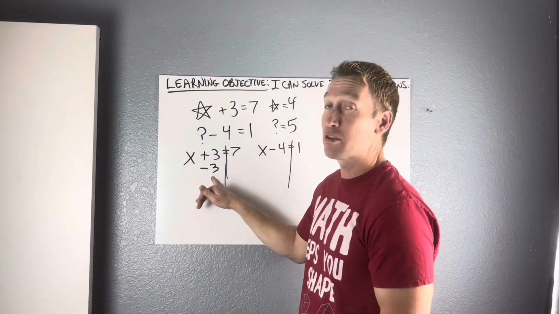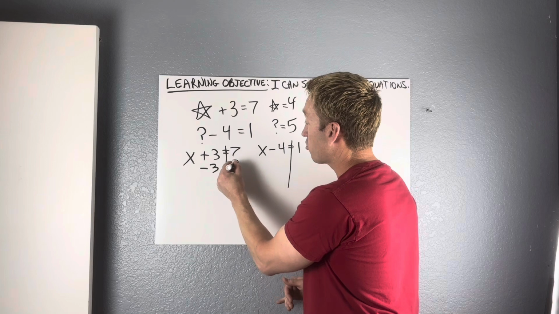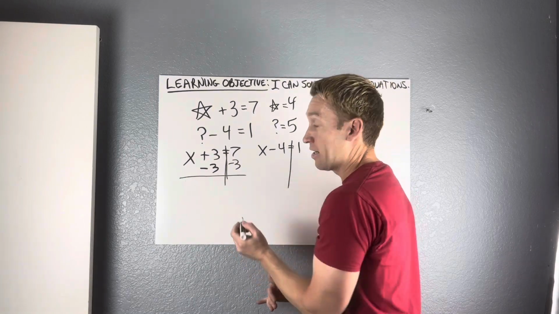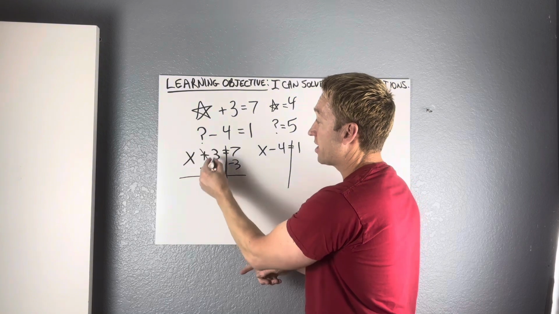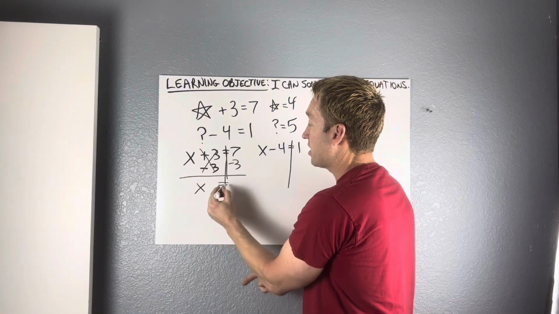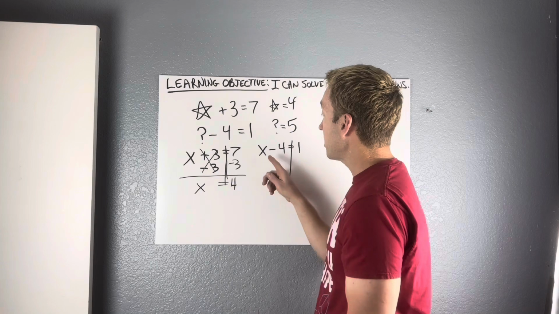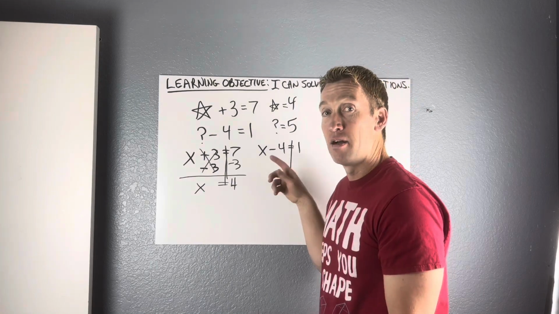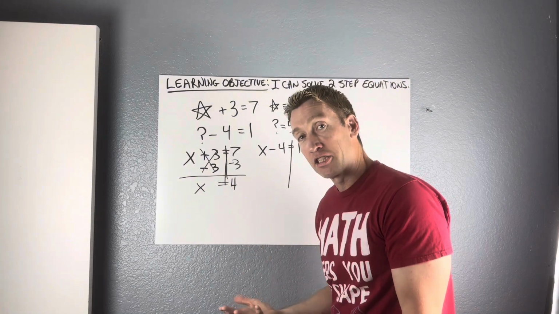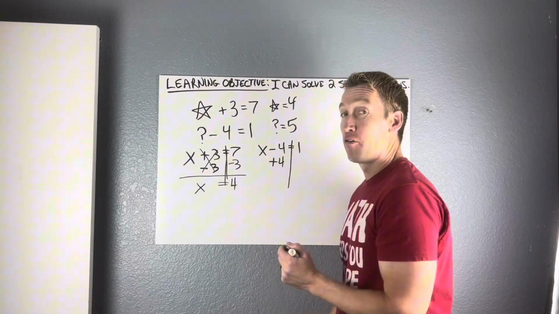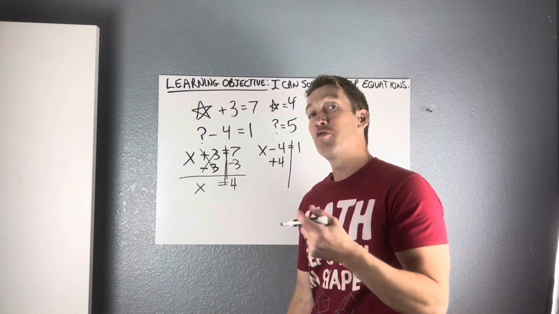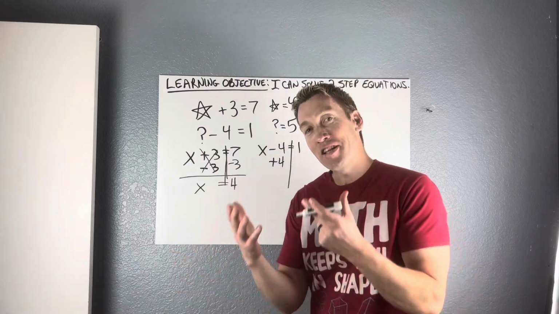So if I minus 3 right here, I also have to subtract 3 from this side, right? So I have a plus 3 and a minus 3. They actually cancel each other out, and I have x equals 4. Well, on the other side, I have this minus 4. What's the opposite of subtraction? Addition, right? So I have adding 4. And of course, whatever I do to one side, you must do to the other.